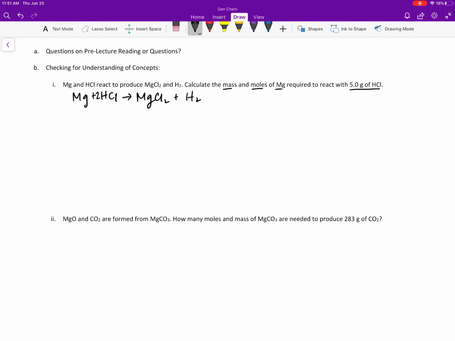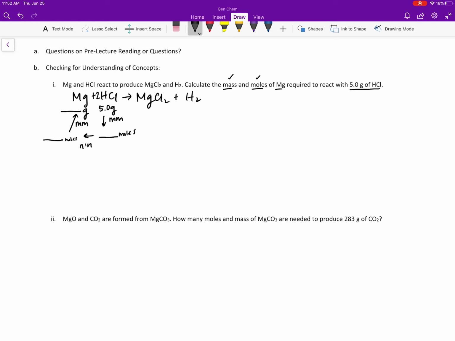So the way that I approach these problems is kind of like a flow chart. I have my mass of HCl. I need to go to moles of HCl. Then I'm going to go to moles of magnesium, which will then allow me to go to grams of magnesium, which will answer the 2 parts of my equation. I do that by using the molar mass, the mole to mole ratio, and then the molar mass.